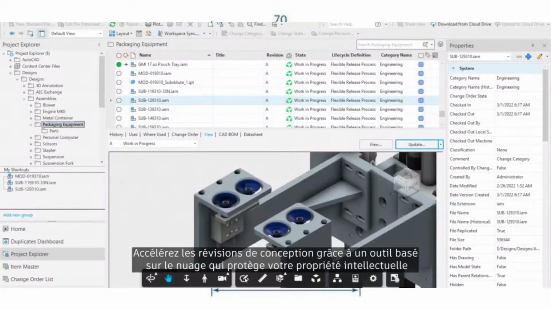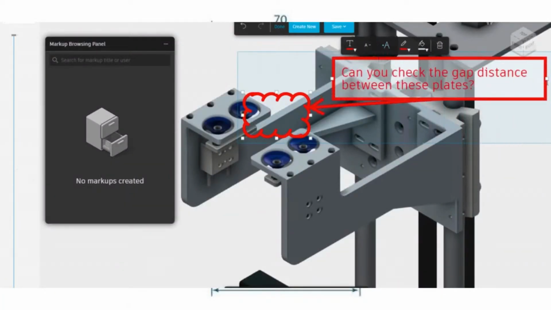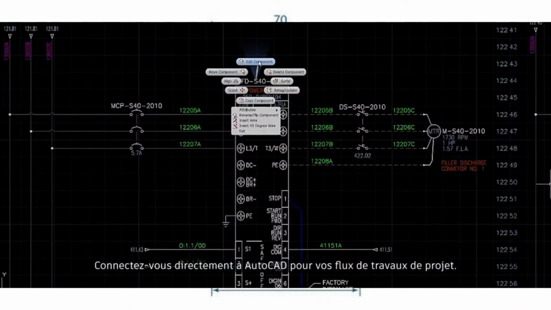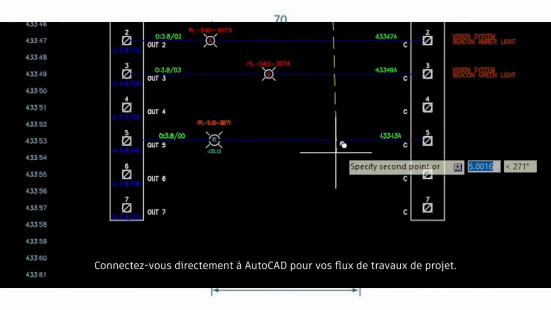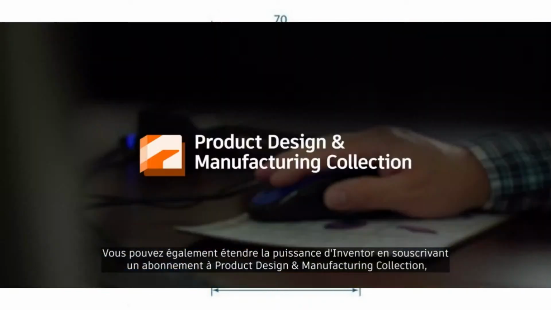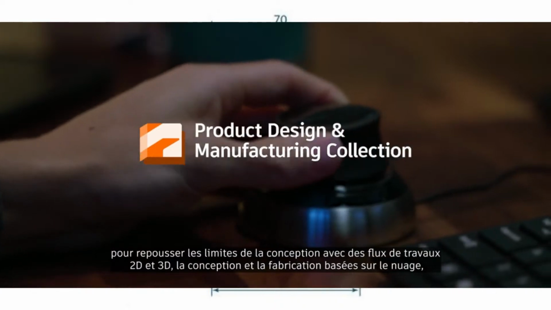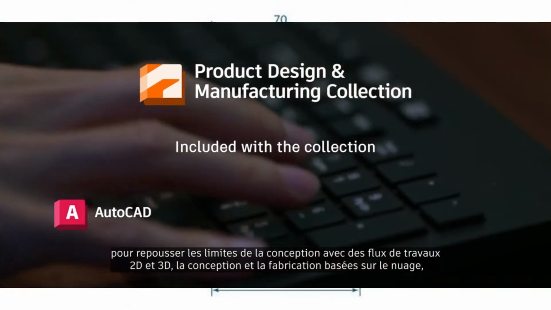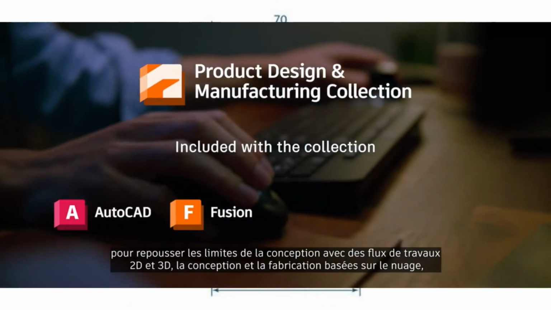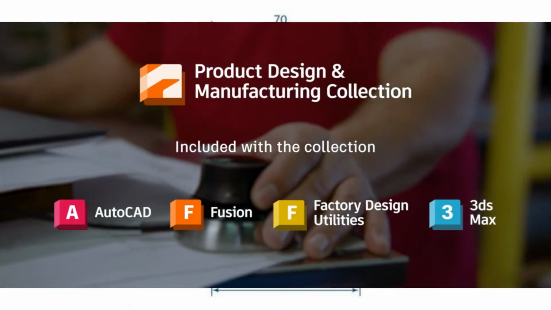Speed up design reviews with a cloud-based tool that protects your intellectual property. Connect directly with AutoCAD for your project workflows. And you can extend the power of Inventor with a subscription to the Product Design and Manufacturing Collection to take your designs further with 2D and 3D workflows, cloud-based design and manufacturing, factory planning, and high-end visualization.